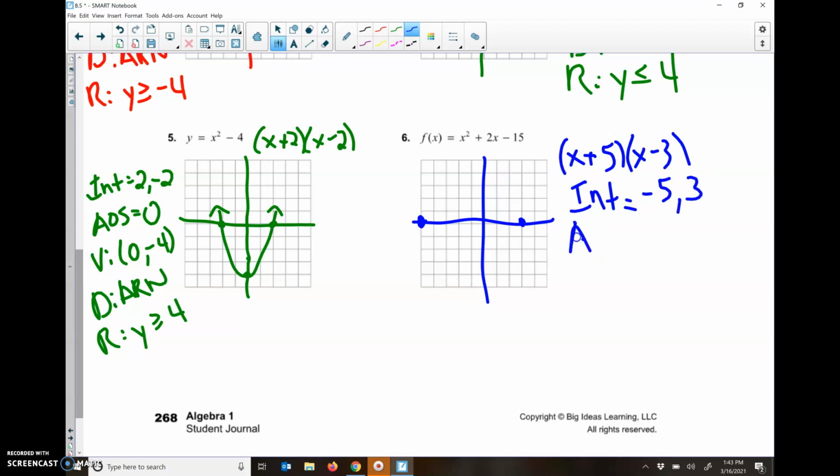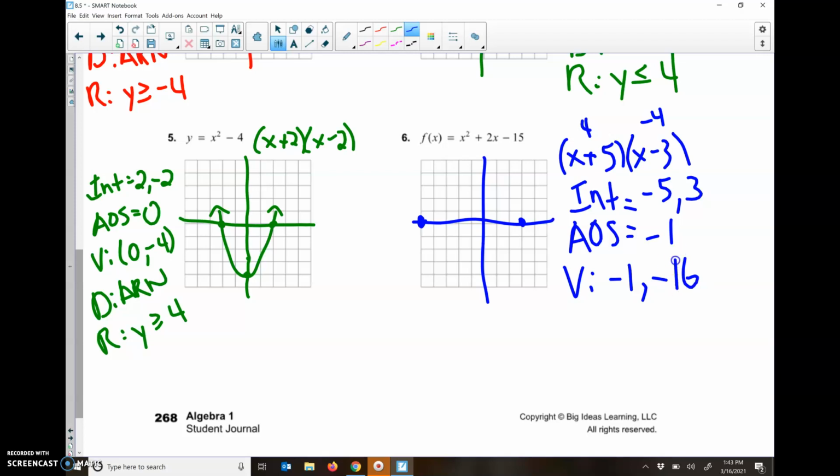My axis of symmetry is what's in the middle there. So negative 5 plus 3 is negative 2. Negative 2 divided by 2 is negative 1. That means we need to find our vertex now. It's going to be negative 1 something. So negative 1 plus 5 is positive 4. Negative 1 minus 3 is negative 4. So 4 times negative 4 is negative 16.